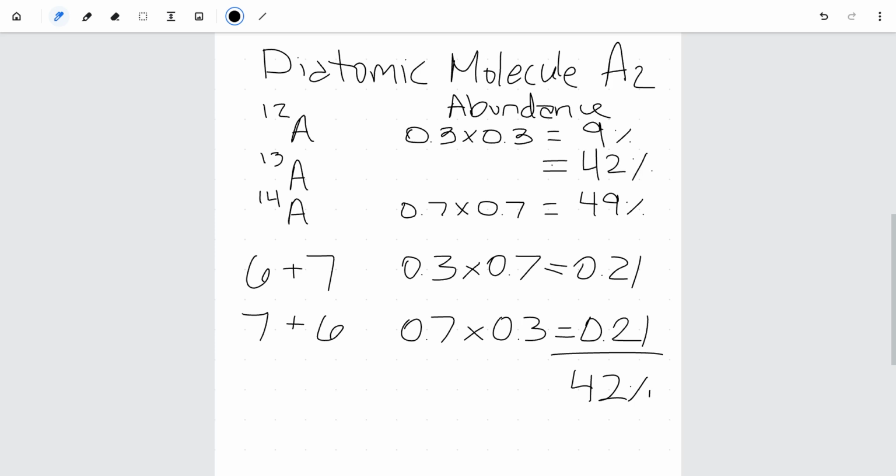And we do a quick check to see that 9 plus 42 is 51, plus 49 is 100%. And so that's how we know that these abundances are correct. Hopefully this was a little bit helpful.